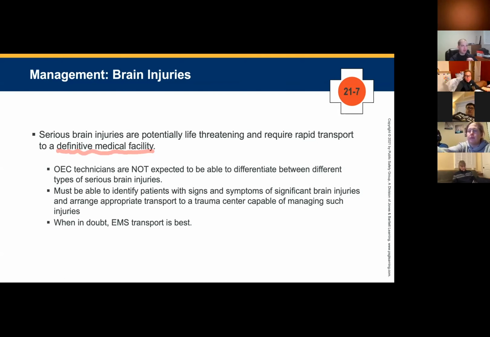So when we talk about definitive medical care, we're talking about that end-all, where they're going to receive surgical intervention. That would be a trauma center. So in these cases, the ER may not be their best bet. We may want to move them to somewhere with trauma services.